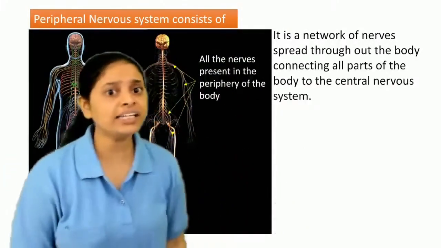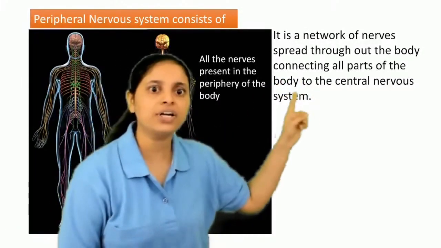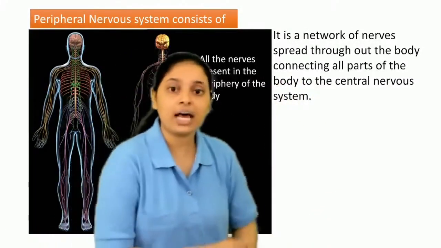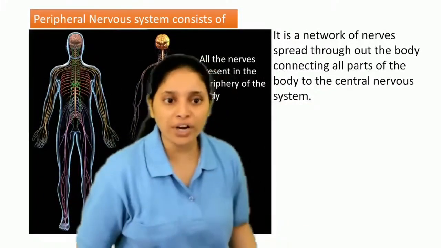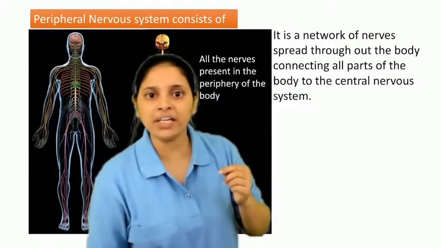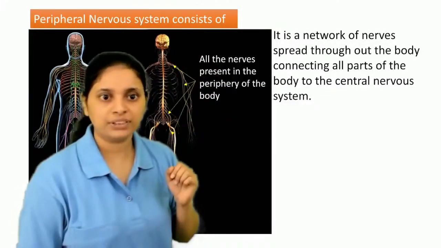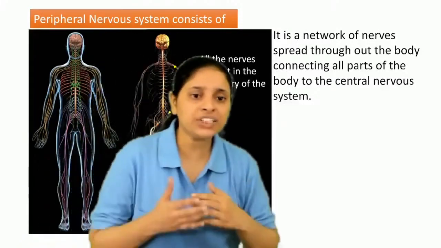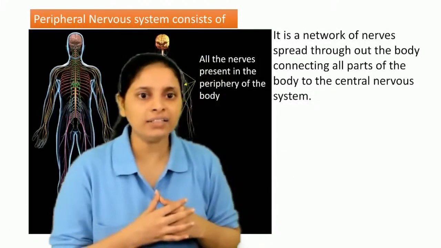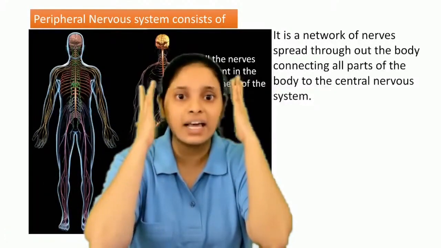ठीक है? It connects all the body parts to the central nervous system. Okay, like our muscles, our different body organs are connected to the brain or the spinal cord with the help of peripheral nervous system. समझ में आया? नहीं तो मैसेज किससे पहुंचेगा? सही है, राइट? दिस ब्रेन से यहाँ पे inside our skull, inside our cranium.